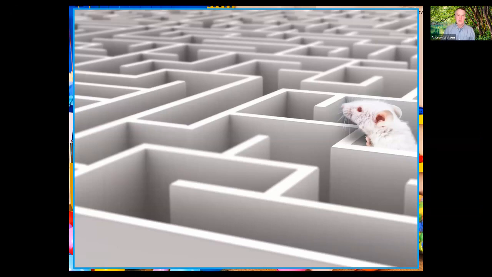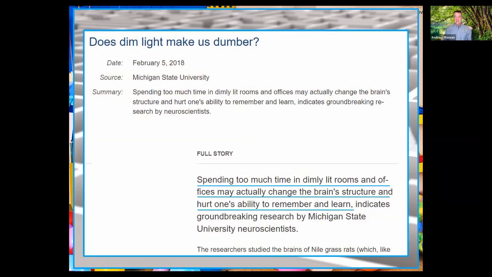And this might sound like a ridiculous thing to have to say, but this happens. So this is a study I found. Does dim light make us dumber? Spending too much time in dimly lit rooms and offices may actually change the brain's structure and hurt one's ability to remember and learn. So who were the participants? The participants were Nile grass rats. What I would like to know is, how much time do Nile grass rats spend in their offices?